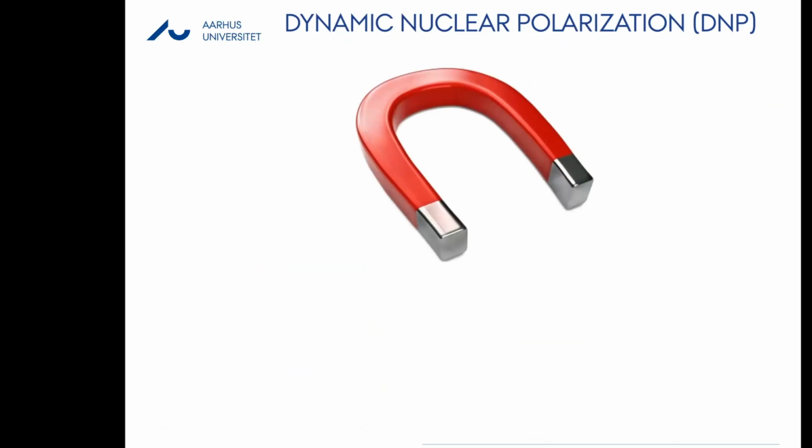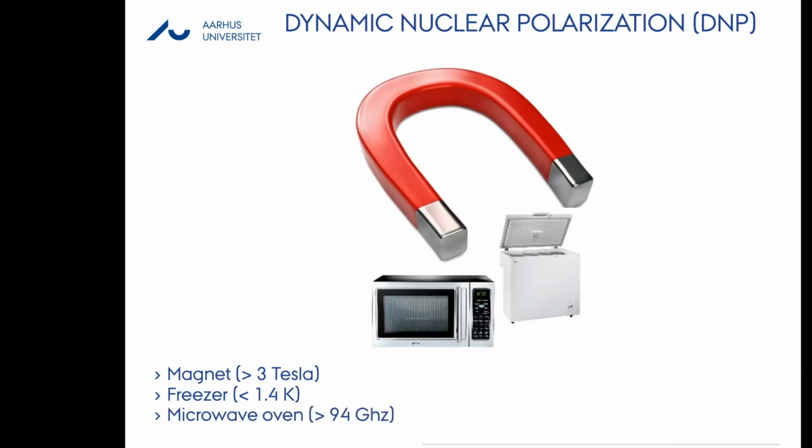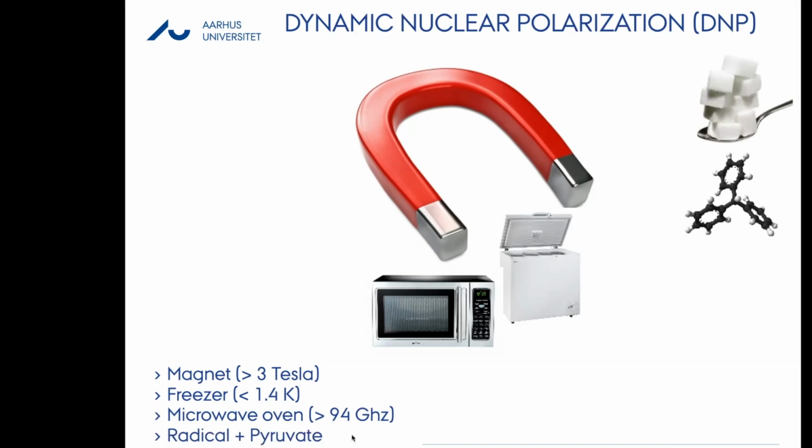So how do we go about doing it? Well, as I said before, we start with a magnet, a pretty large one, larger than 3 Tesla typically. So that's the current state-of-the-art field that we use for clinical MRI. We need a large freezer, in the understanding that it's very low in temperature, typically less than 1.4 Kelvin. Then we need a microwave oven that operates at a very specific frequency related to the magnetic field and also the electron paramagnetic agent and the carbon-13 of interest that we're looking at. And that's the radical and pyruvate that we have up here. And then we also need a water cooker so we can heat up some water.